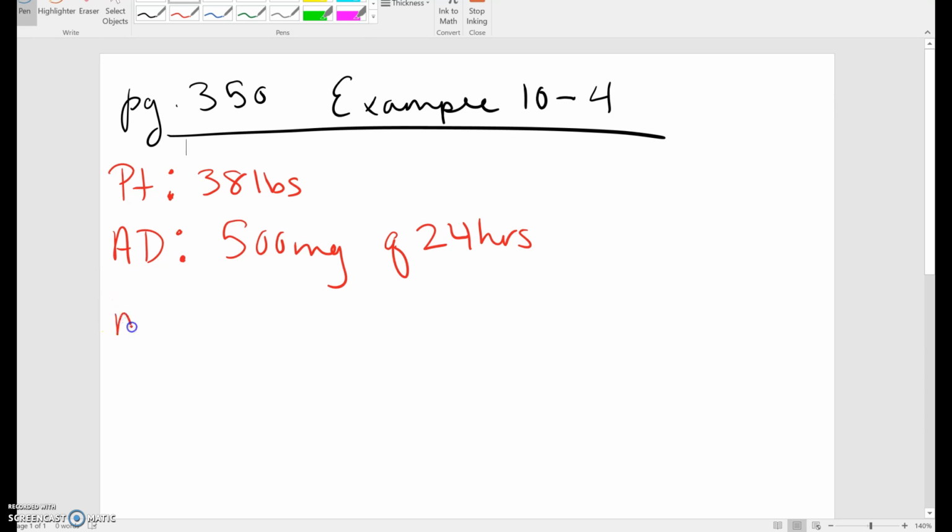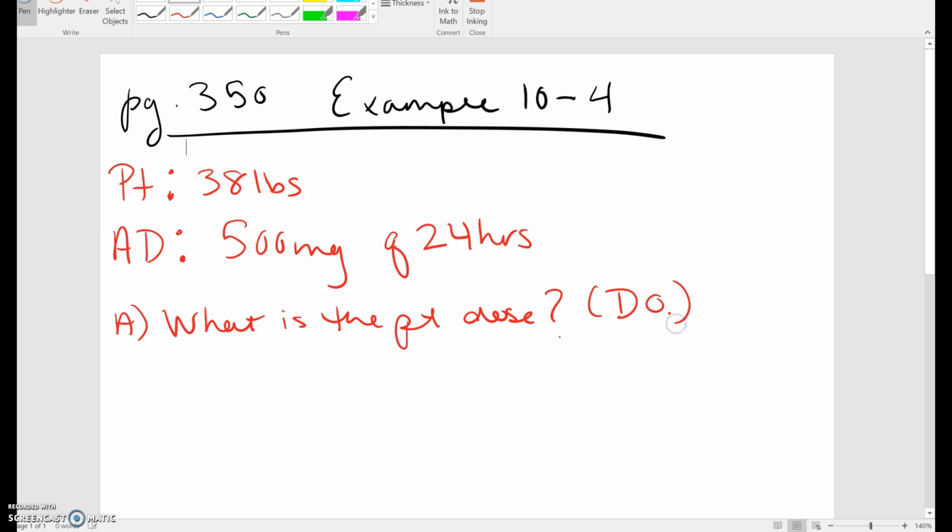So my first question to you, A, is what is the patient's dose? So basically, I'm asking you to determine the dose ordered. This 38 pounds, or the average adult dose of 500 milligrams every 24 hours, does not tell you in detail how much medication this patient should be receiving. So based off of the information that's given to you, you have the patient's info of 38 pounds and you have an adult dose. Anytime you have an adult dose, you're using some form of a pediatric formula.